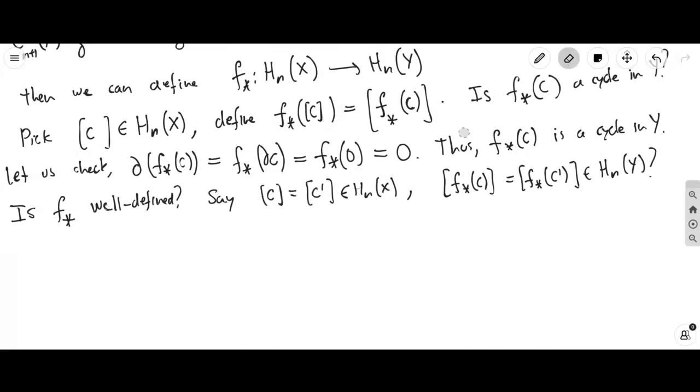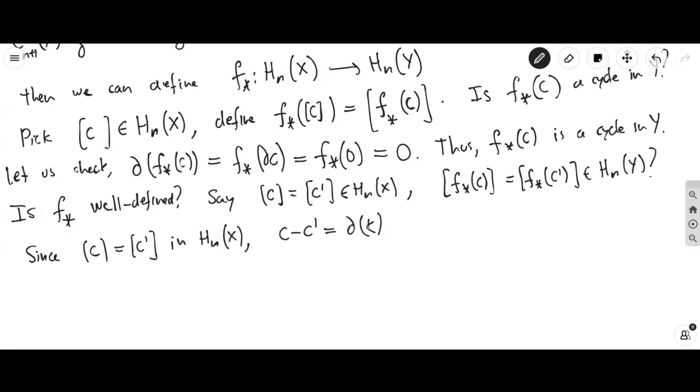If they're equal, since the homology class of C is equal to the homology class of C prime in Hn of X, it means that their difference is the boundary of something. Let's call it K, for some K, an n+1 chain. That's just the definition of what it means for two cycles to be homologous.